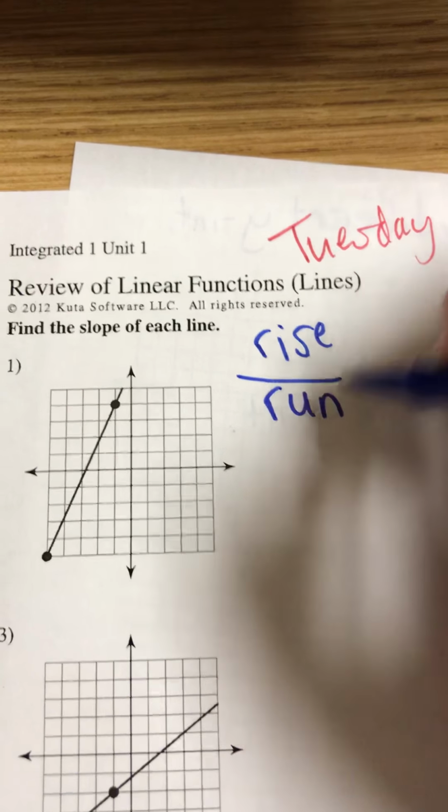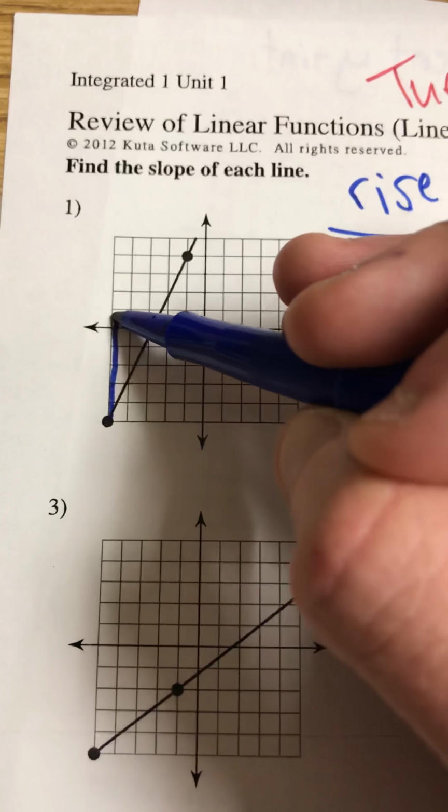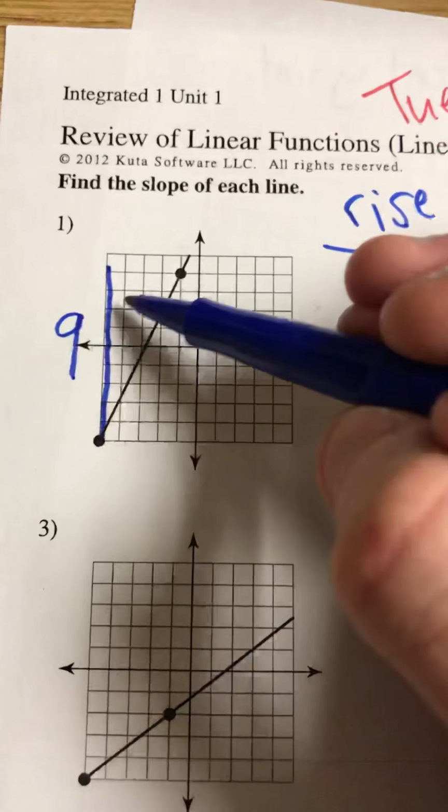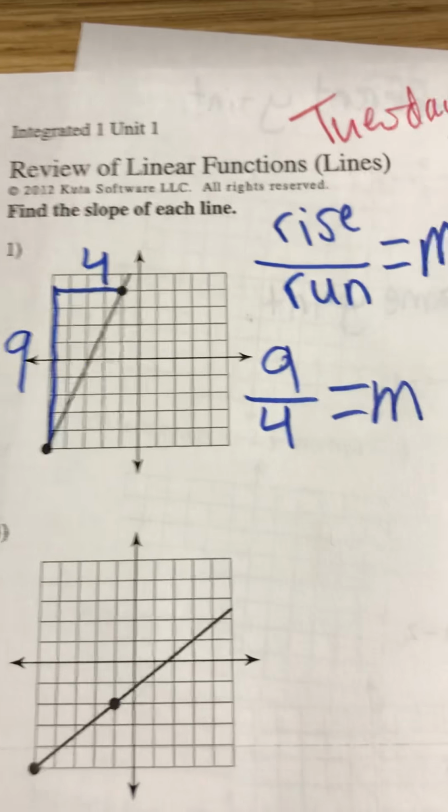Let's start with number one. We start from the lowest point and move up to the highest point. Let's count up: 1, 2, 3, 4, 5, 6, 7, 8, 9. So we have a rise of 9, and we go over 1, 2, 3, 4. So our slope in this situation would be 9 over 4, equals your m, or your slope. I'm pretty sure I counted that right, but if I didn't, it's all right too.